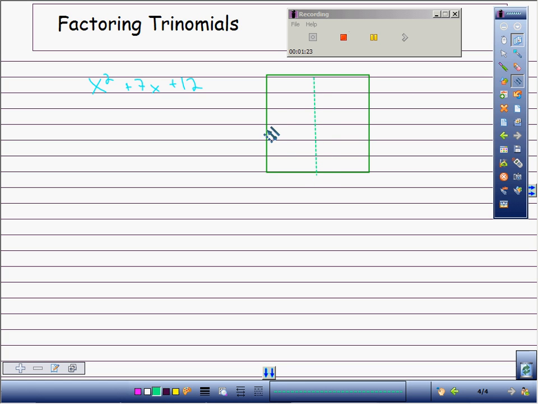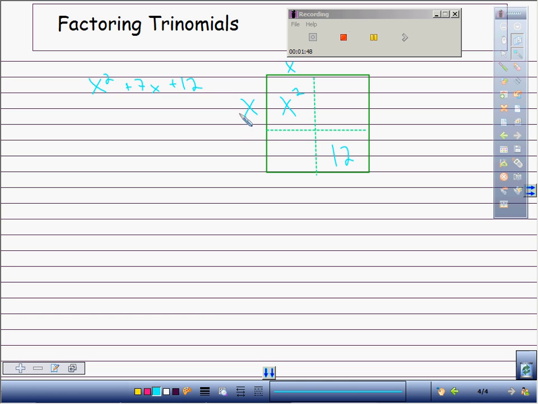So here's a box. And what goes in this part of the box is the x squared. And what goes in this part of the box is the 12. So in the box you put this and this. And then what has to go here and here to make an x squared? An x here and an x here, because those are the only things that are going to multiply to x squared.